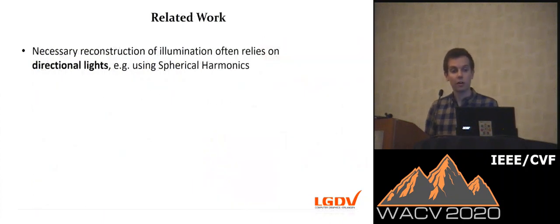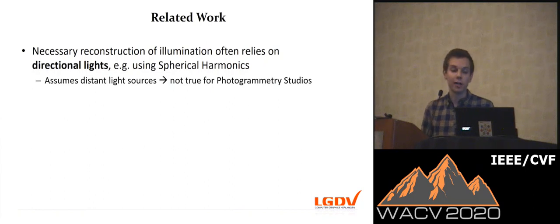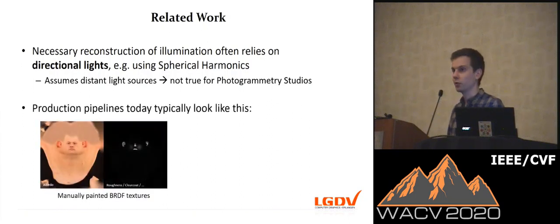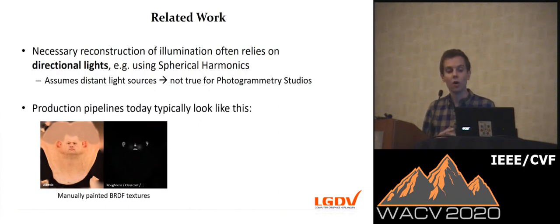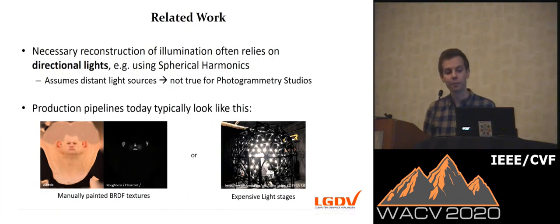Related methods tackle these problems, but usually they assume directional lights, for example, using spherical harmonics, which is not true in photogrammetry studios because the lights are rather at a distance of 1 or 2 meters and not at infinity. And this leads to production pipelines that typically look like this. Either we have to manually paint the BRDF textures, which is of course time consuming and tedious, or we have to use expensive and precisely calibrated light stage setups.